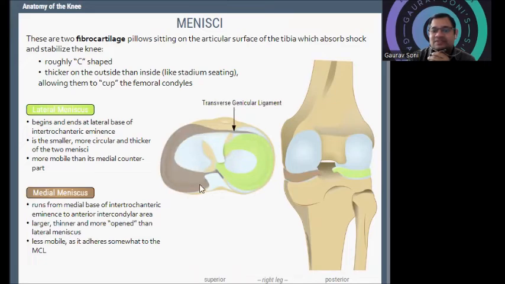The medial one, the purple one, you can see this is the medial one, runs from the medial base of the intercondylar eminence to the anterior intercondylar area. It is larger, thinner and more open, and less mobile, as it adheres somewhat to the MCL. We have already talked about this in the medial collateral ligament, which was having some adherence.